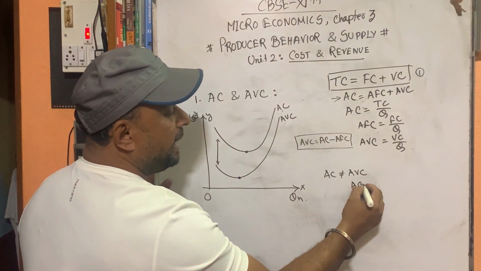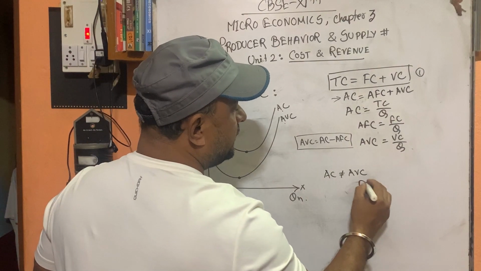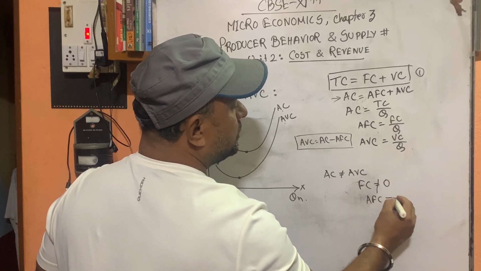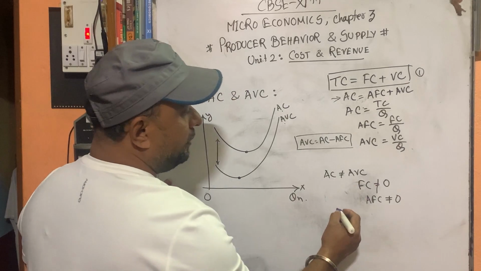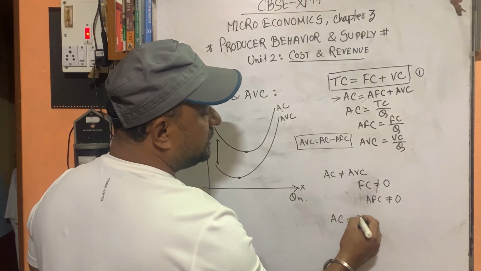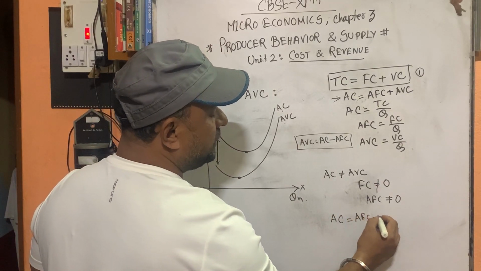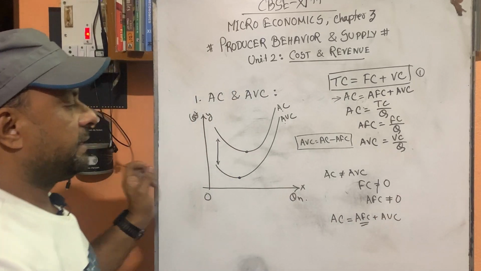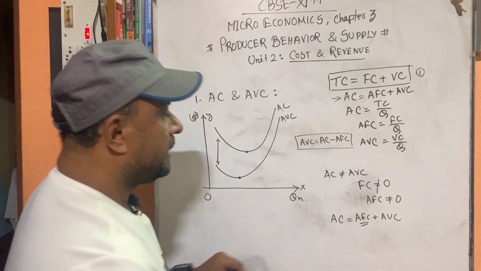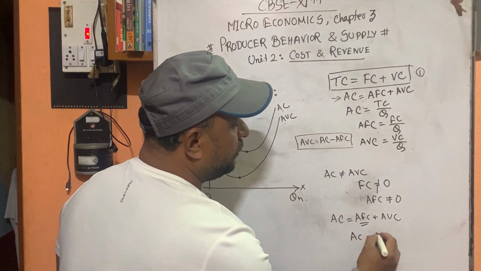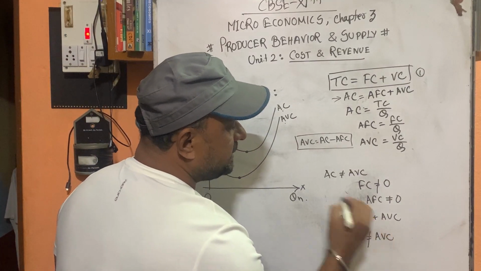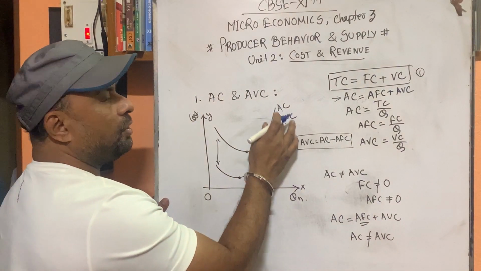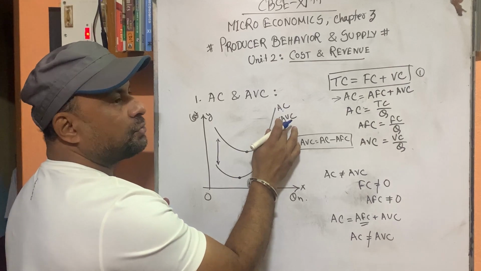Because we learned fixed cost is never zero, and so average fixed cost is also never zero. We learned that average cost is the sum of average fixed cost and average variable cost. If average fixed cost is never zero, then how can AC be equal to AVC? So AC and AVC are never equal. So these two curves never intersect or touch. They may be very close.